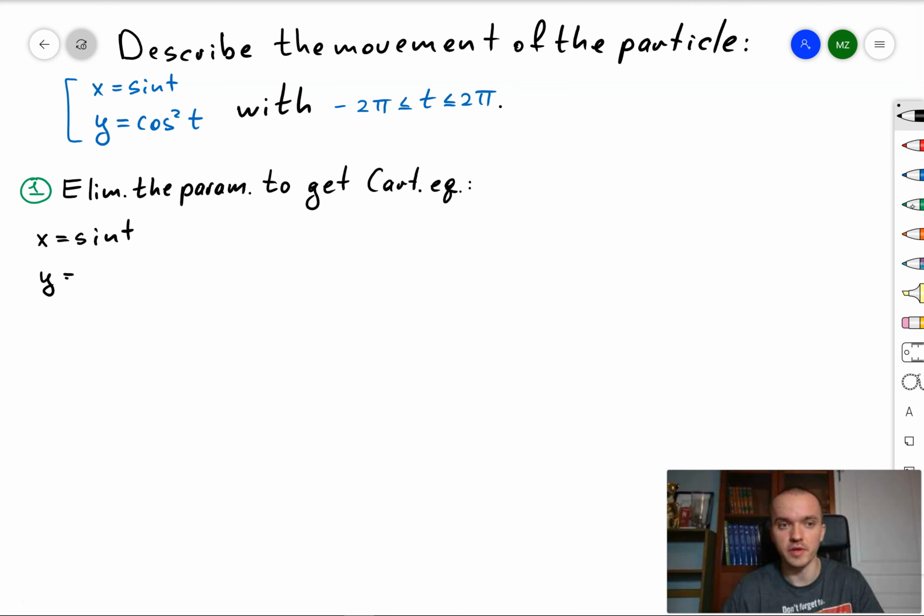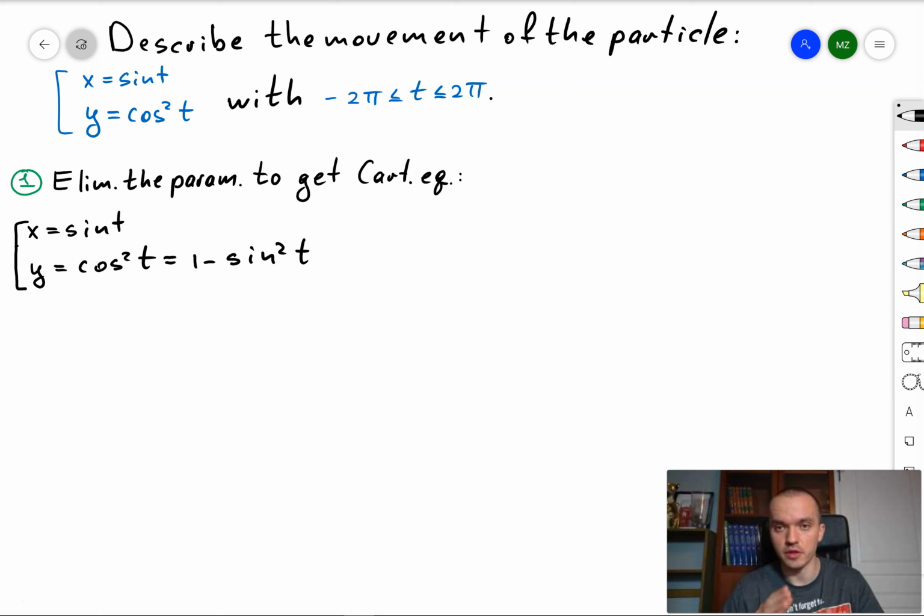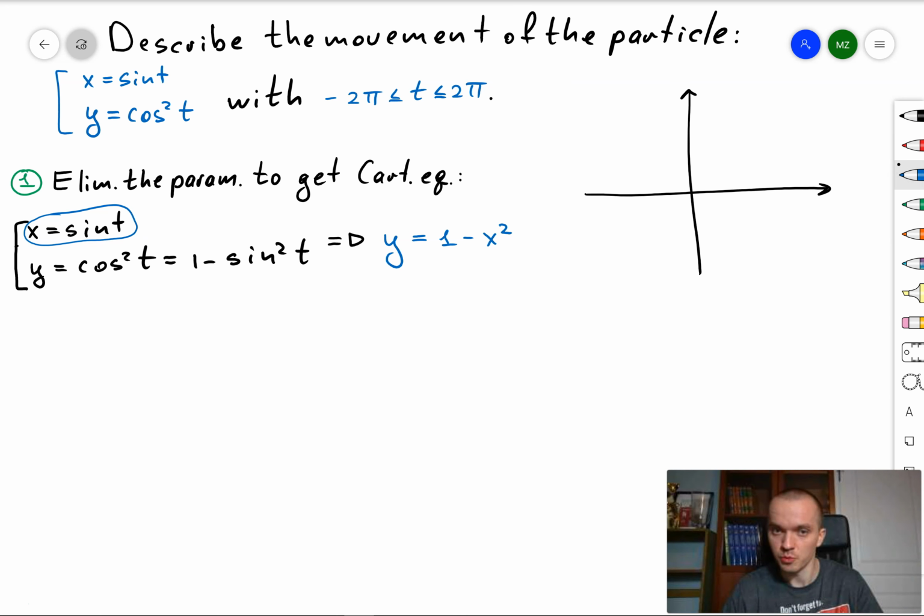So first observe that we can write x as sine t and our y as cosine squared t, and since we have the main trigonometric identity, then cosine squared t is equal to 1 minus sine squared t. Or in other words, if I replace sine t with x, I will obtain a Cartesian equation of my parametric equation, which is y is equal to 1 minus x squared.